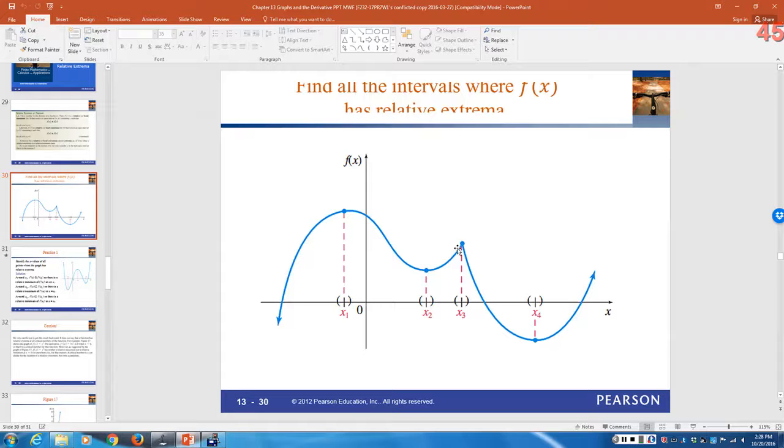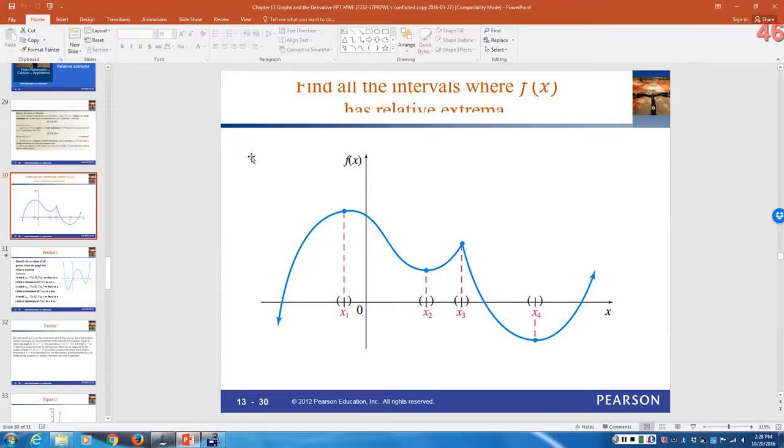It is not possible for a function to have two maximums. So even though this is a relative maximum, and this is a relative maximum, if I look at the interval from just below x sub 1 to just above x sub 4, the relative maximum is only that first one because it's higher.